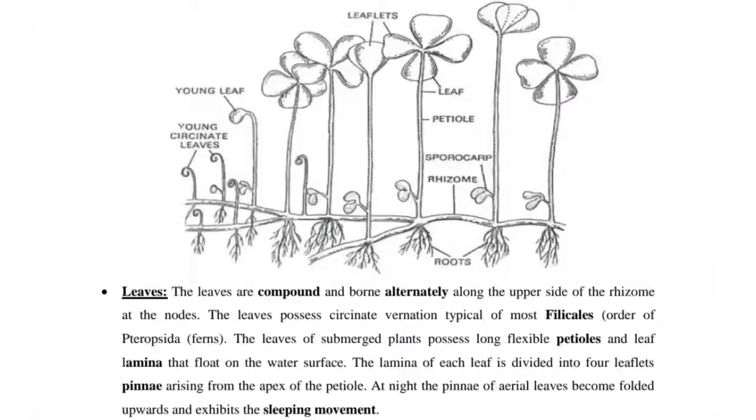Leaves. The leaves are compound and borne alternately along the upper side of the rhizome at the nodes. The leaves possess circinate venation typical of most Filicales order of Pteropsida ferns. The leaves of submerged plants possess long flexible petioles and leaf lamina that float on the water surface. The lamina of each leaf is divided into 4 leaflets, pinnae, arising from the apex of the petiole. At night the pinnae of aerial leaves become folded upwards and exhibit the sleeping movement.